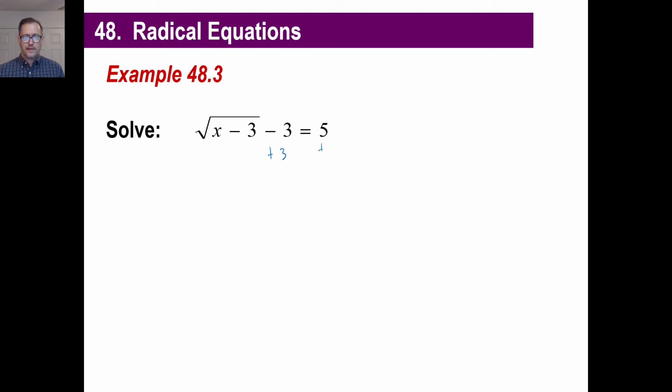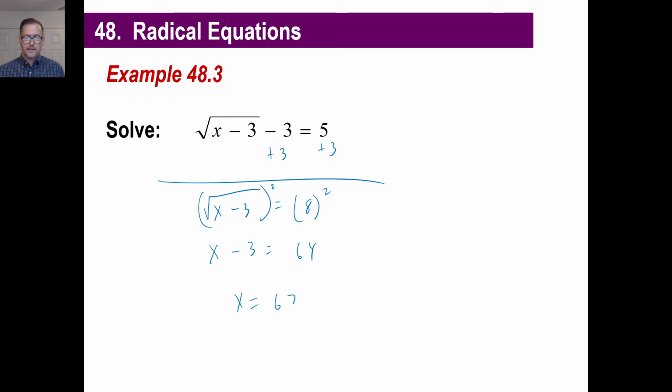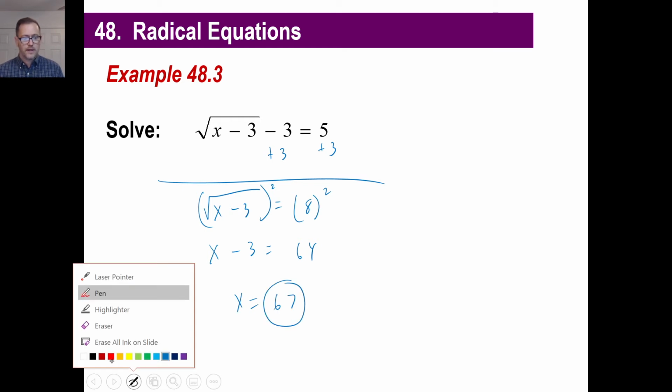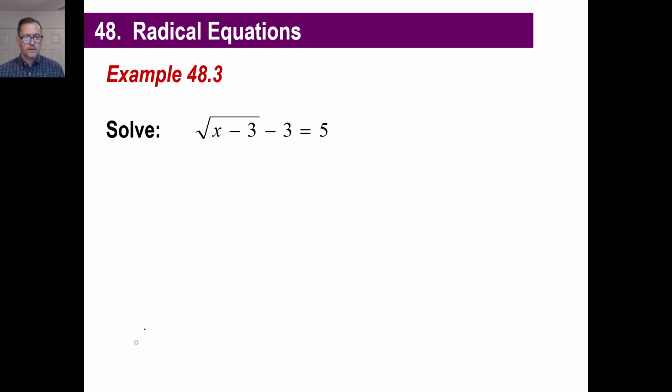We'll add 3 and add 3. The square root of x minus 3 equals 8. Square both sides. X minus 3 equals 64. So x, we say, is 67. Let's check and see if it is 67. We'll put it back in here.